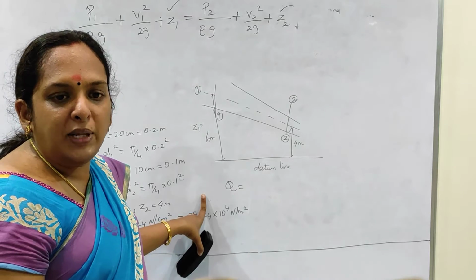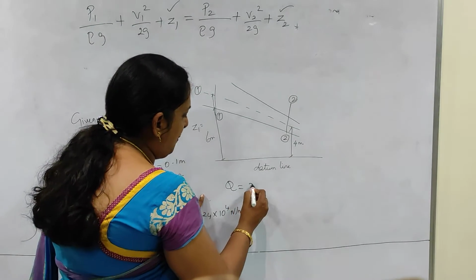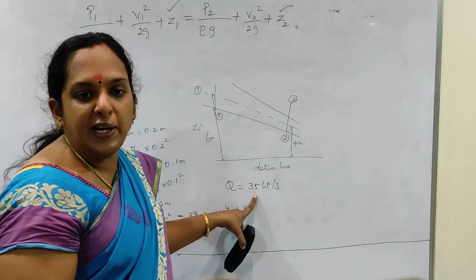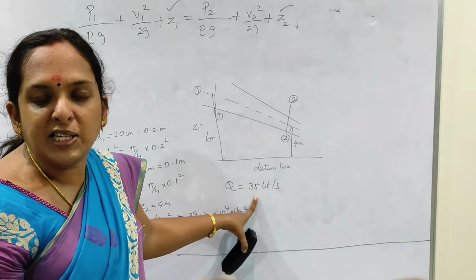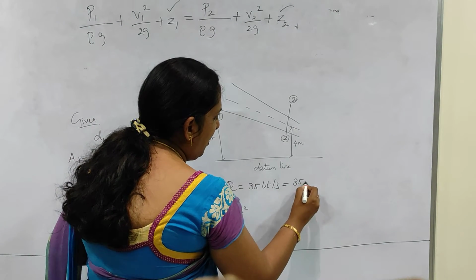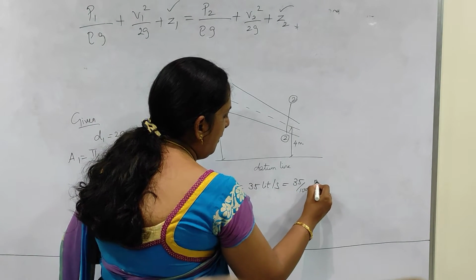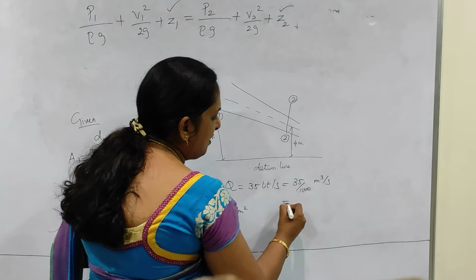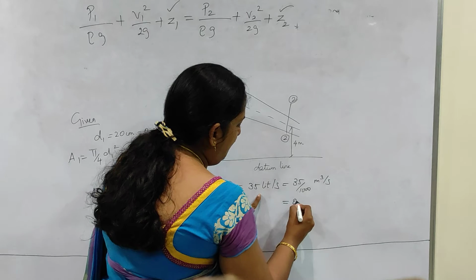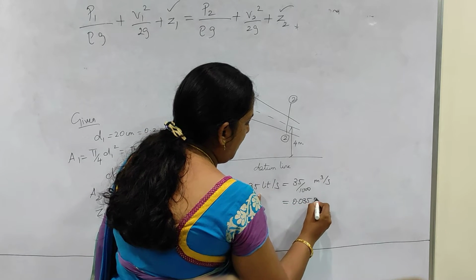Okay. So the rate of flow is given as 35 liter per second. That was given in the problem. Am I right? So it is 35 liter per second. How will you convert liters into meter cube? Divide by 1000. So it is 35 by 1000 meter cube per second, or we can say it is 0.035 meter cube per second.